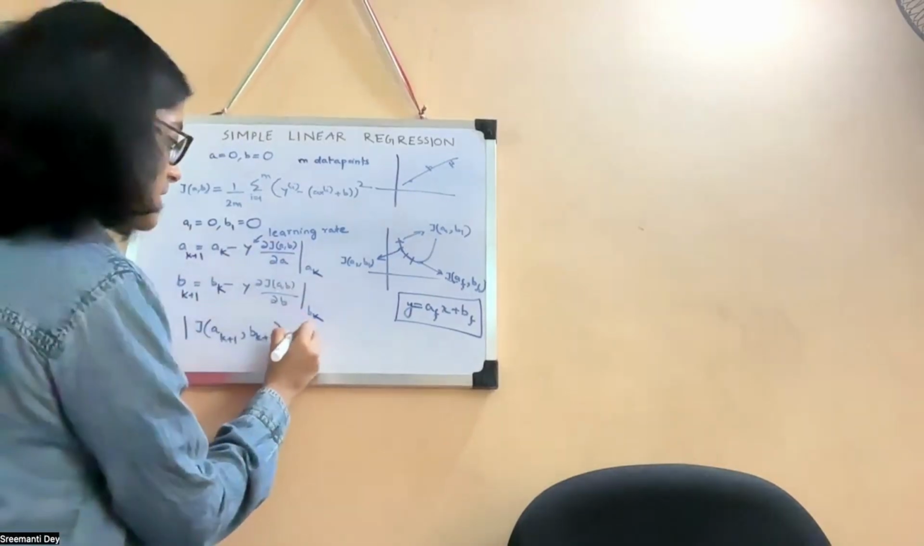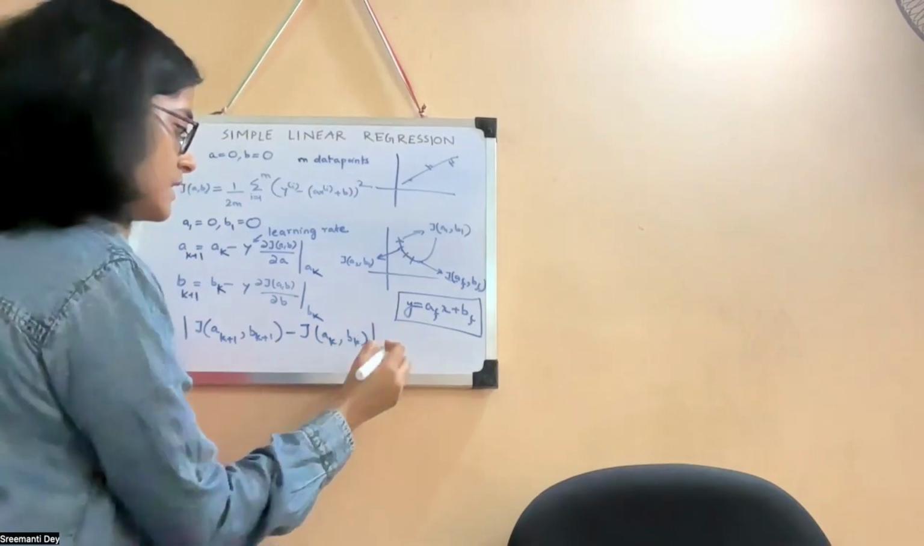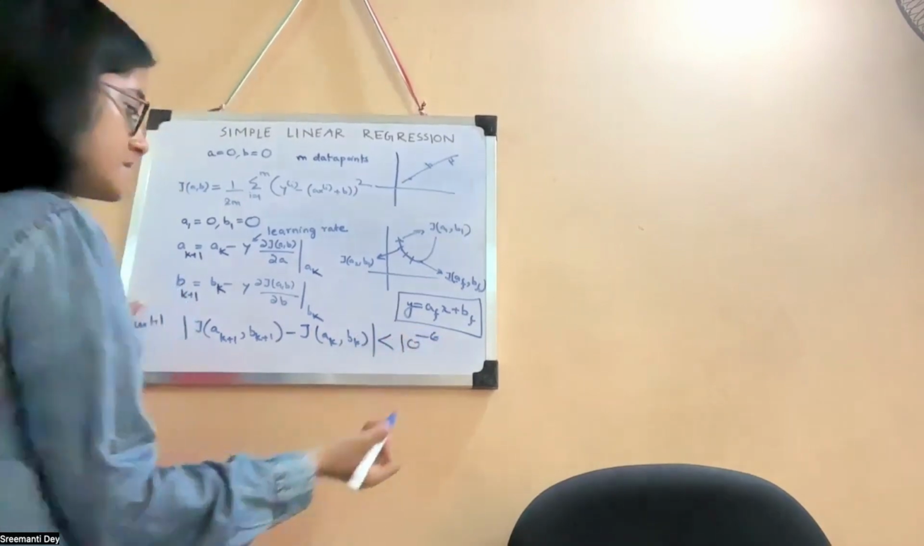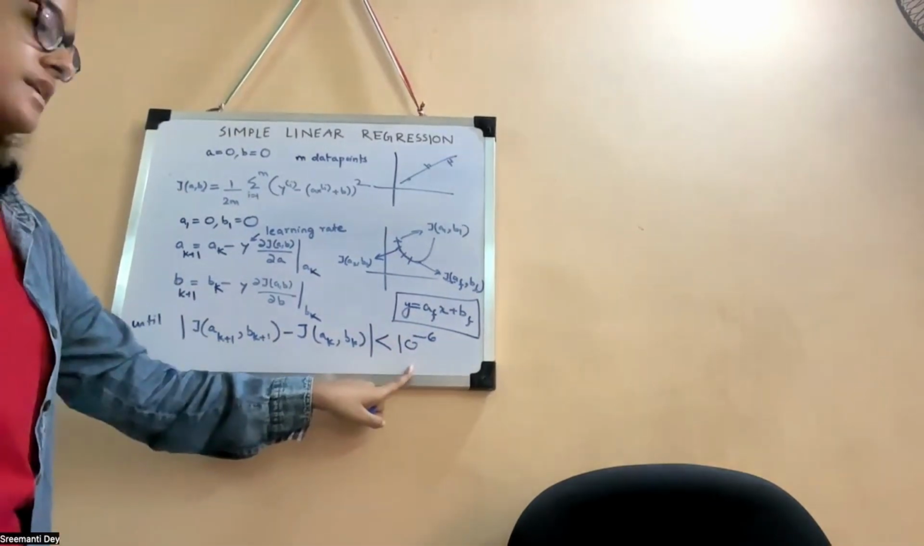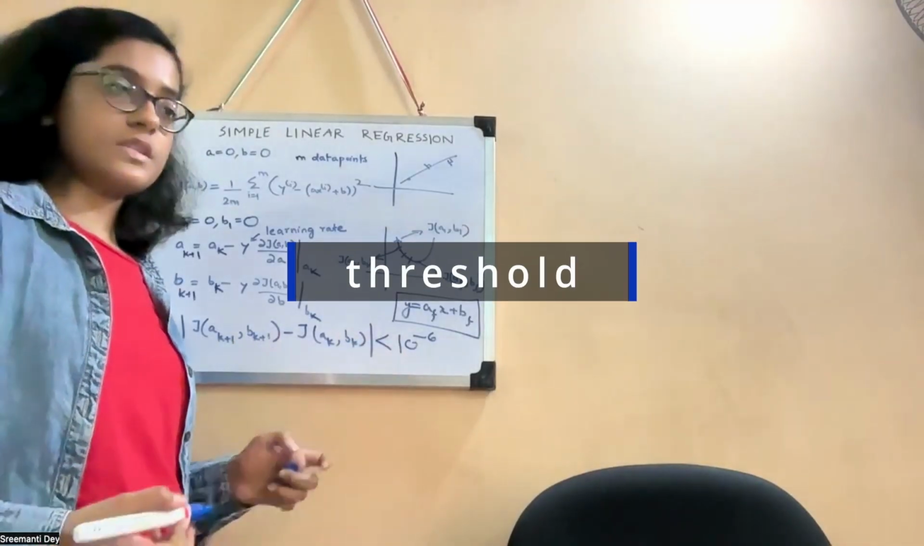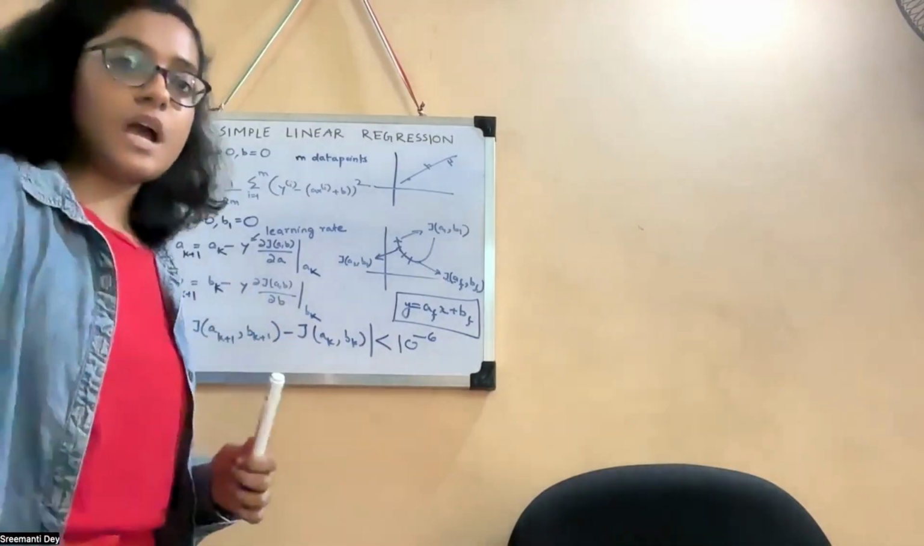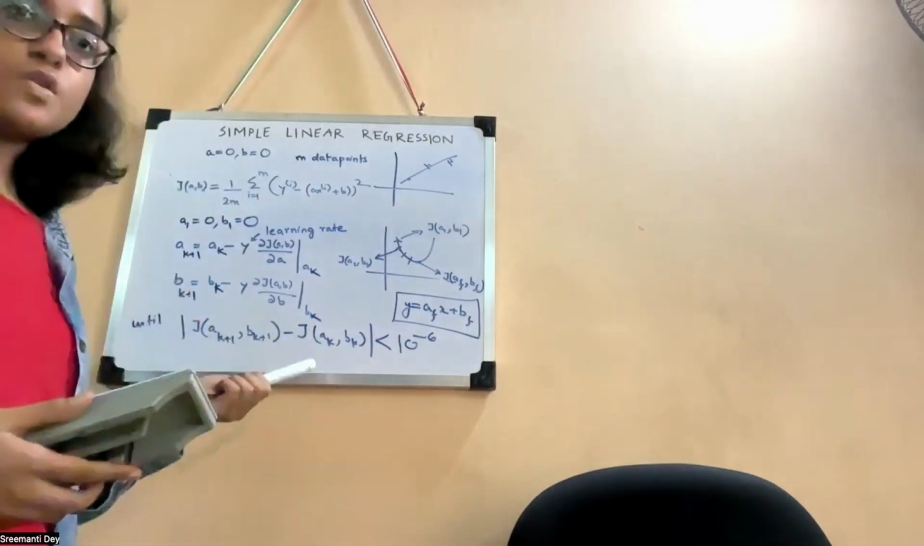So what is much? The difference between J(A_{k+1}, B_{k+1}) and J(A_k, B_k) should be less than 10 to the power minus 6. As soon as this becomes less than 10 to the power minus 6, we are done. This is the threshold. We just need to go below this threshold and then we are done. So this equation, you need to write it out. I'll also write it out. You can write it out on your own.